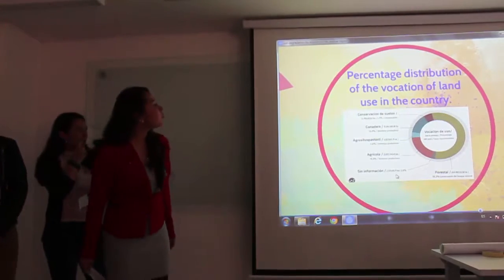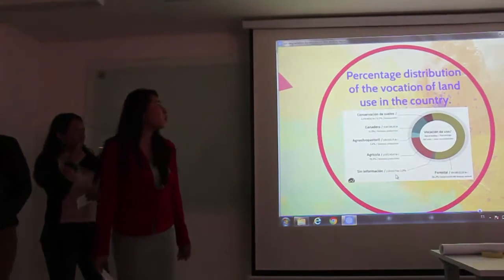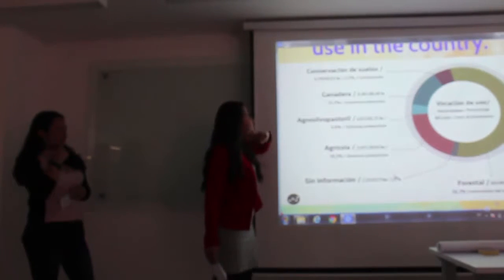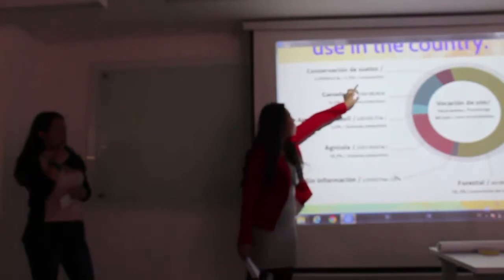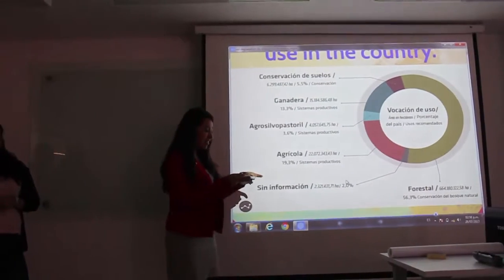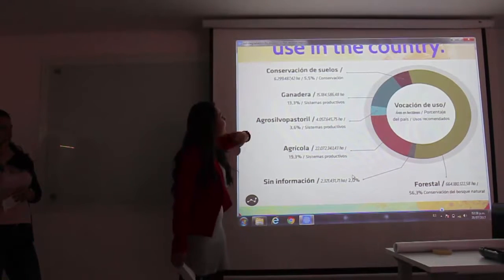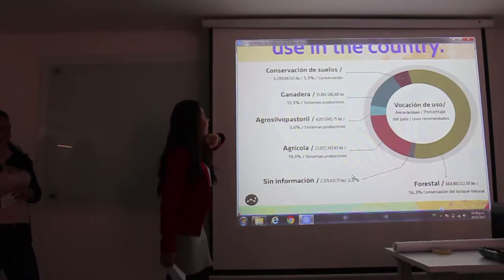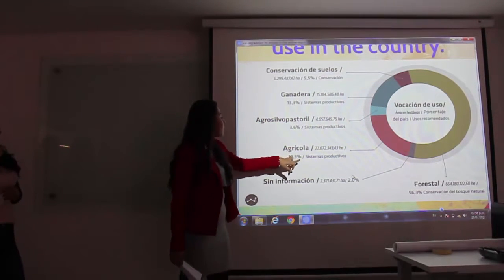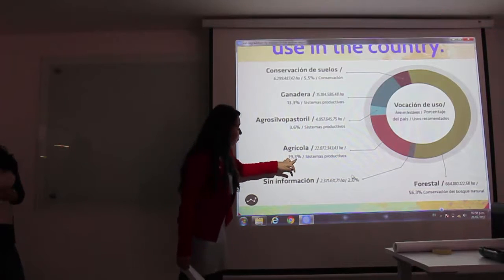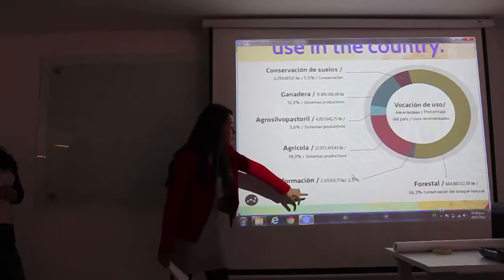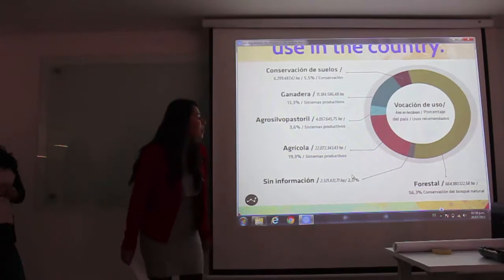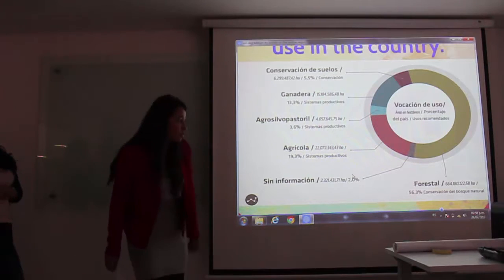Percentage distribution of the vocation of land use in the country: 5% conservation of soils, 33% agriculture, forests 55.3%.